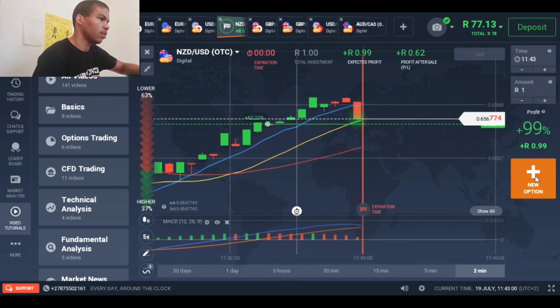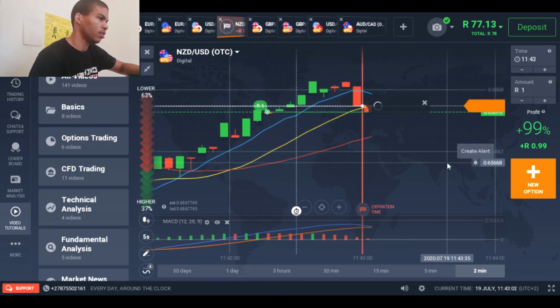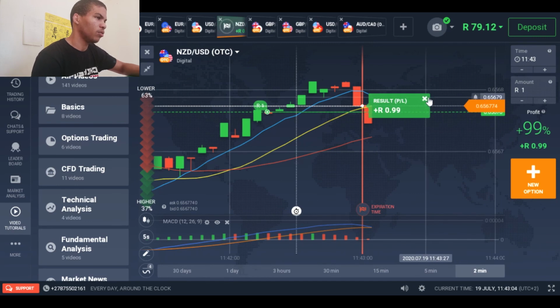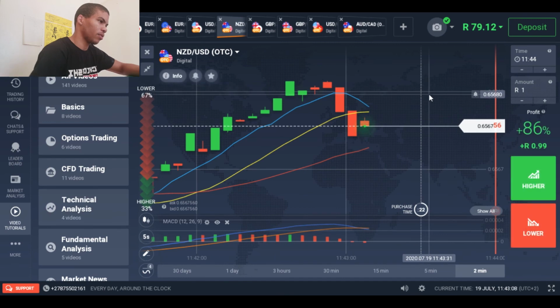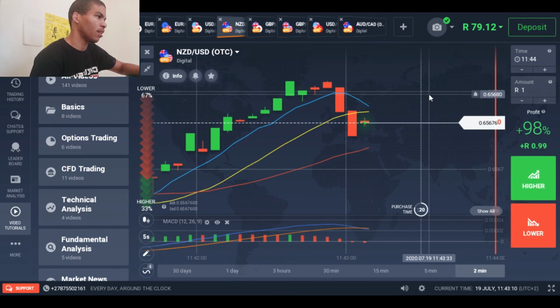As we saw on that chart, the red and the blue was going up, and on the MACD it also showed that it was going up, so that's why we got a nice win there. Okay, so that was the method that I use.